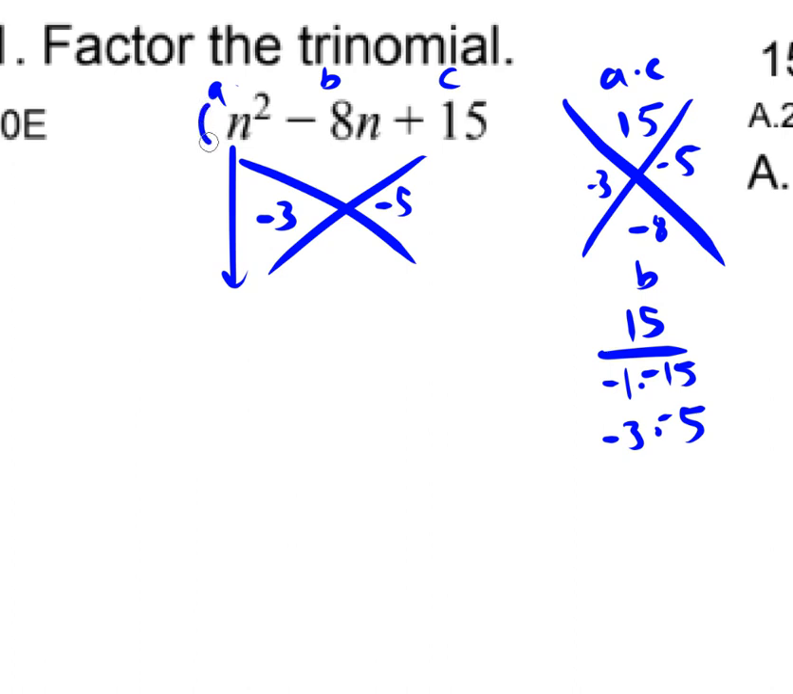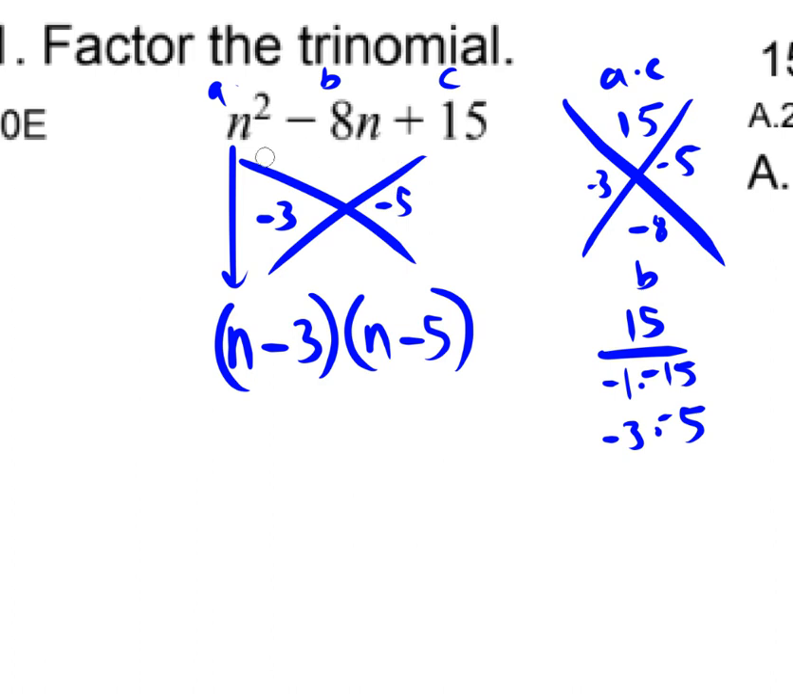But I want you to notice, because the a value is really an understood 1, there's a 1 there, even though you don't see it. Because that a value is 1, I can actually skip straight from this step here and just make my factors n minus 3 times my next one, n minus 5. And once again, the only reason I can skip from here to here in this case is because I have an understood 1 there. The value of the a is 1.